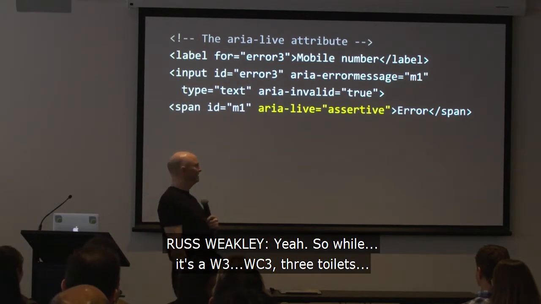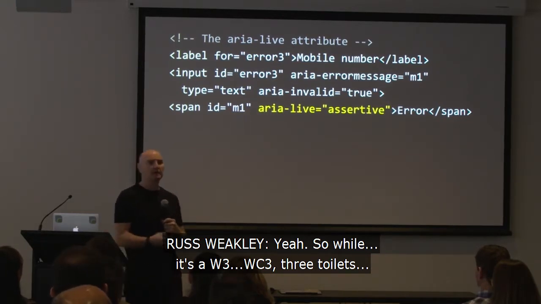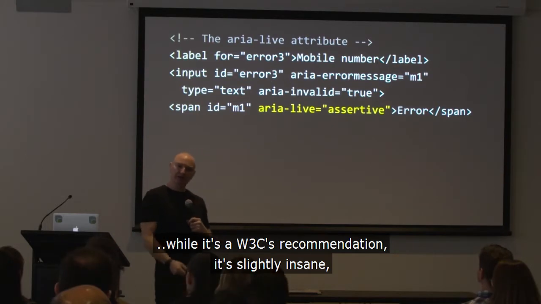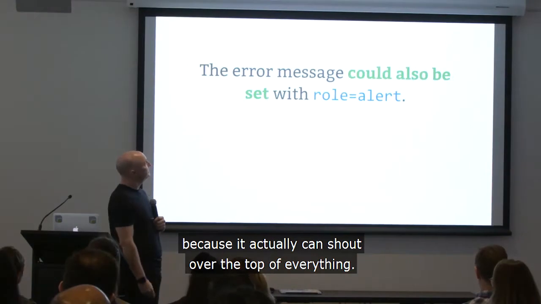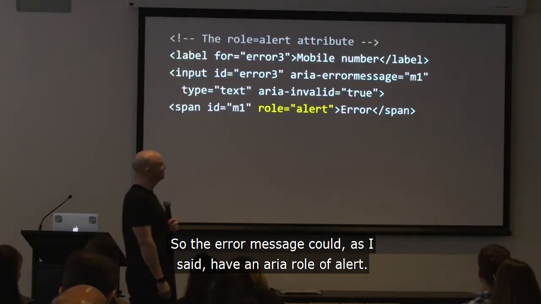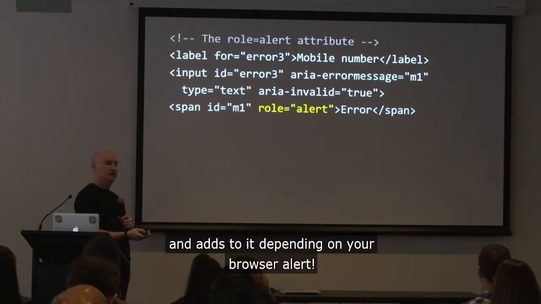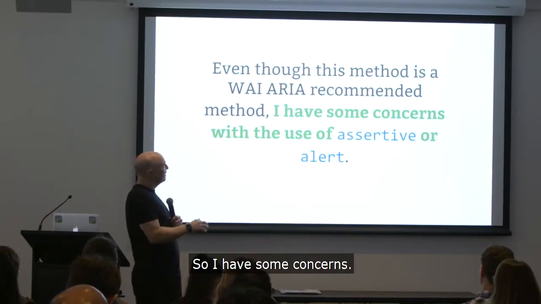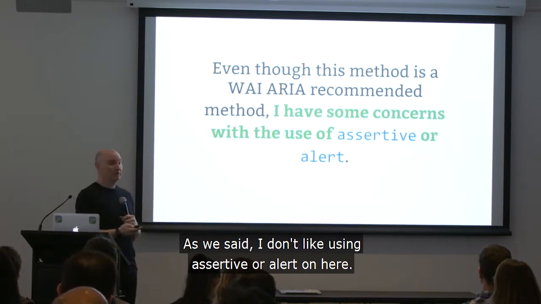Yeah. So while it's the W3C's recommendation, it's slightly insane because it can shout over the top of everything. So the error message could, as I said, have an ARIA role of alert. But again, it's actually even worse because it shouts at you and adds to it, depending on your browser, alert. So I have some concerns, as we said. I don't like using assertive or alert on here.